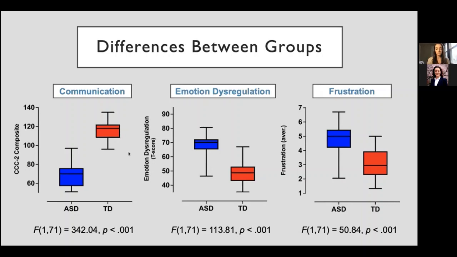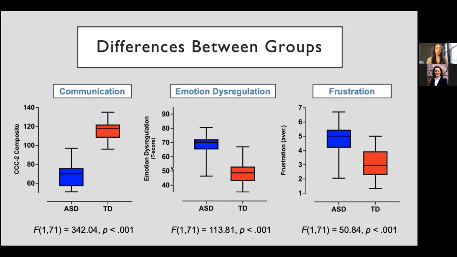As you can see, children with autism performed lower than controls, but it's also important to note that their average score was around 2 standard deviations below the mean, indicating that this sample of children with ASD had significant communication impairment. The next graph shows emotion dysregulation, which is presented as T-scores and has a mean of 50.